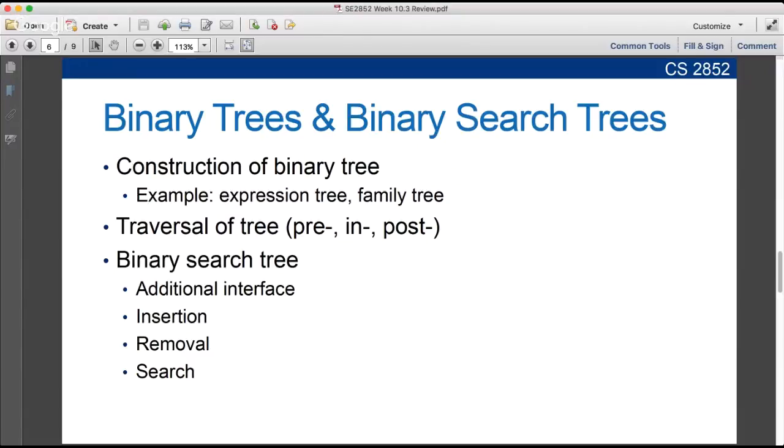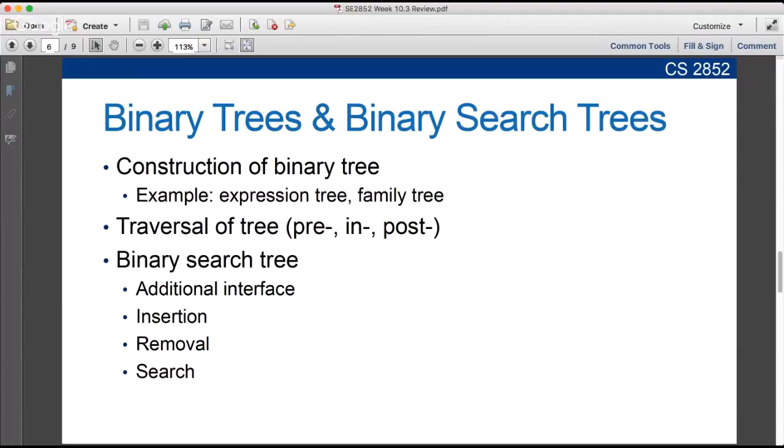For binary search trees, we have this additional interface, and the additional interface is the fact that it is a tree of comparable items. And they have to be comparable because we need to determine if it is down the left side, meaning things that are less than the root are down the left, things that are greater than the root are down to the right, and things that are equal to the root are the root itself.